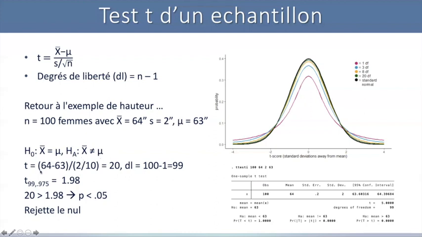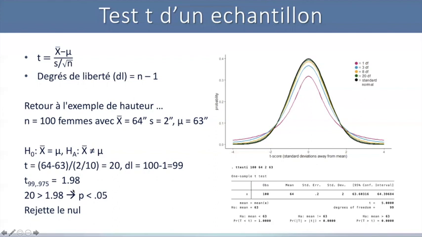So let's plug in our values to calculate the test statistic. 64 minus 63 over 2, divided by 10, equals 20. The threshold value for T with degrees of freedom 99 and an alpha of 0.05 is 1.98.